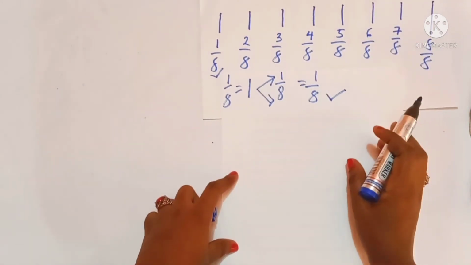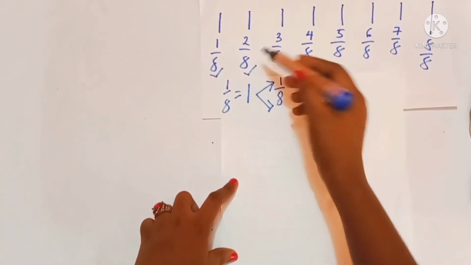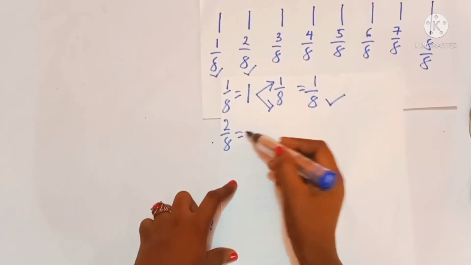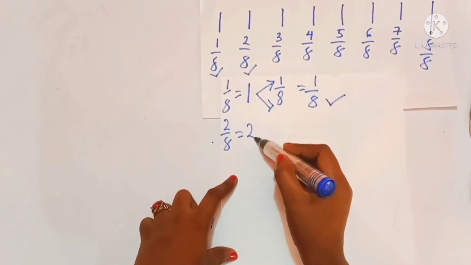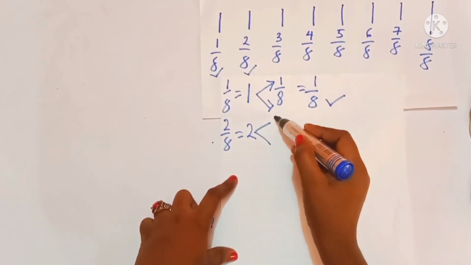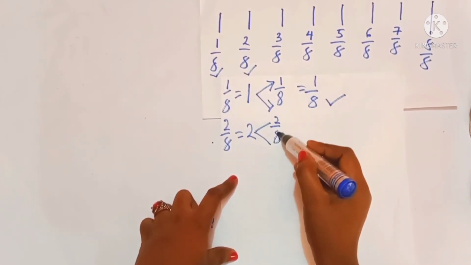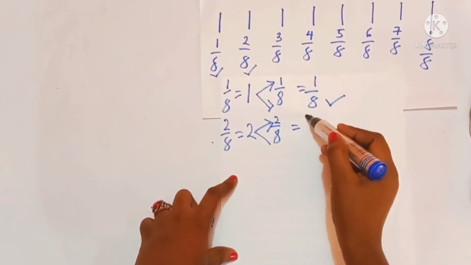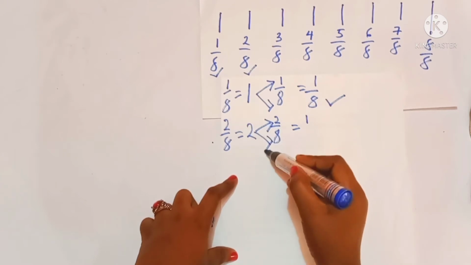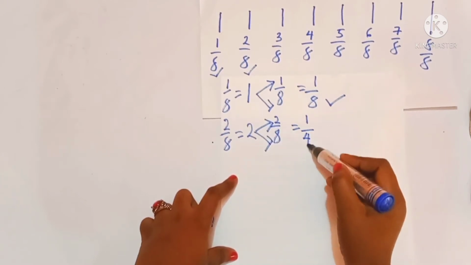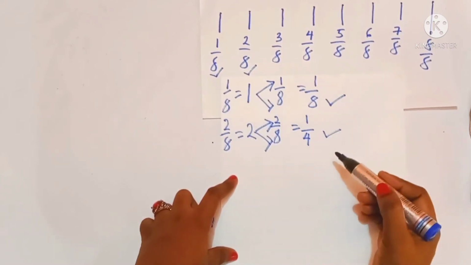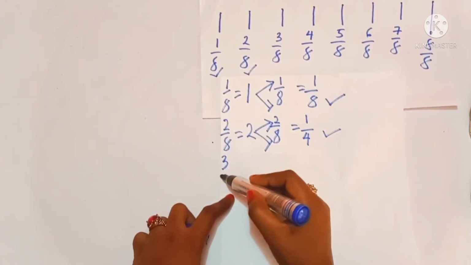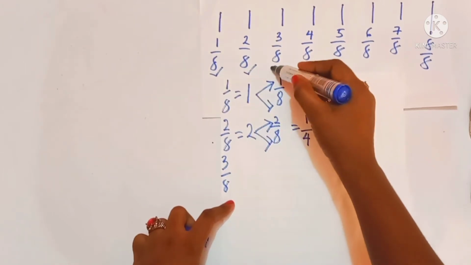We move to the next one, which is 2 over 8. The top number here is 2. So 2 in 2, that will give us 1. 2 in 8, this will give us 4. So we move to the third line, which is 3 over 8.